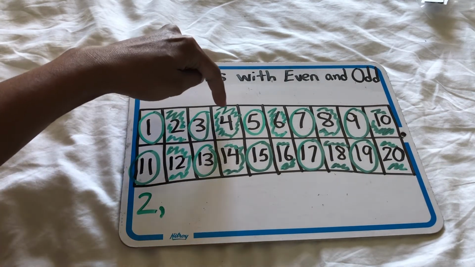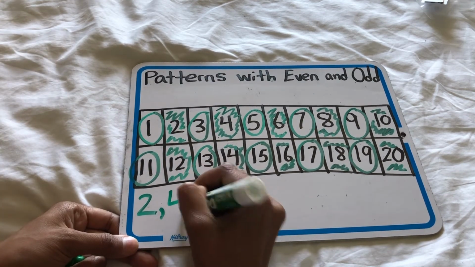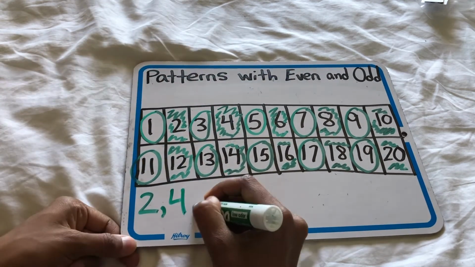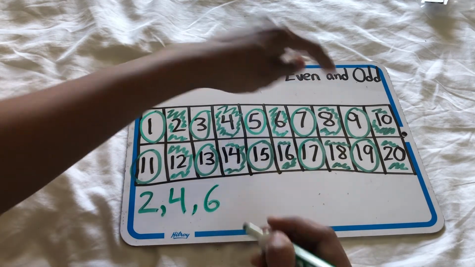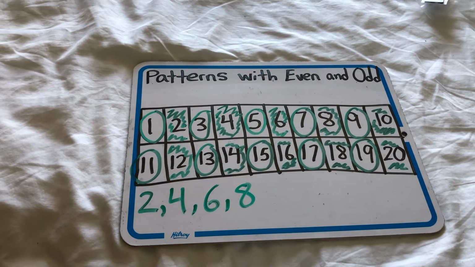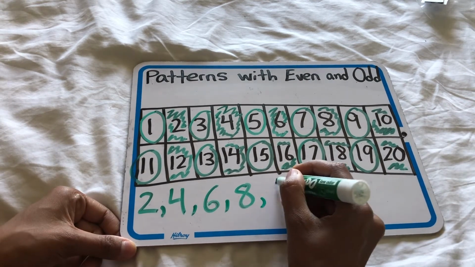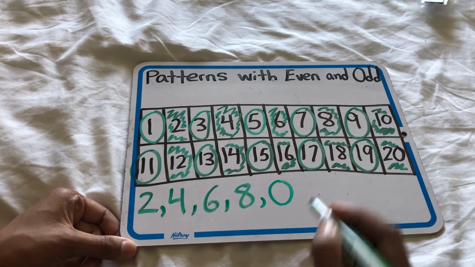What comes after 2? Here I have 4. 4 is a ones digit, so I can just write 4. 6. 8. All right, number 10. So remember, the last digit is our ones number. So the last number in 10 is 0. So I'm going to write 0 here.